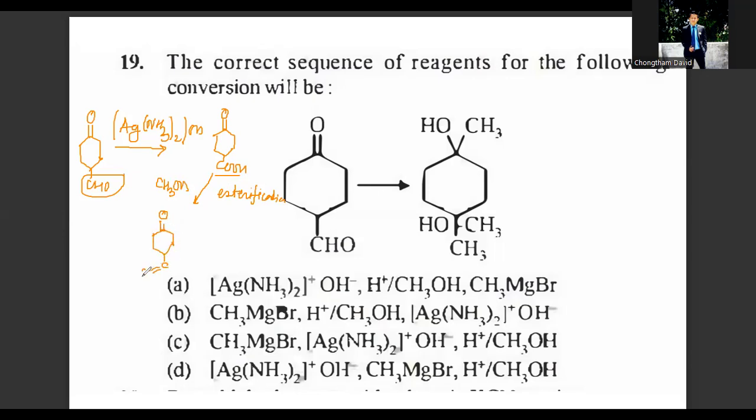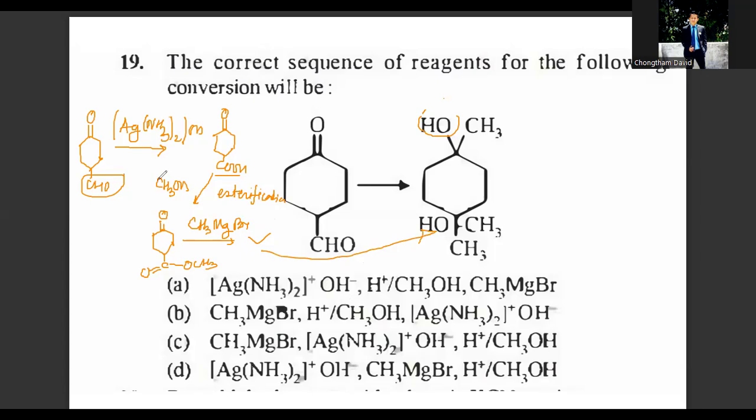So alkyl alkanoate is introduced. And further, when this ester is again treated with Grignard's reagent, let me put here methyl magnesium bromide, it will now change to alcohol, which is your final product. Okay, this one.